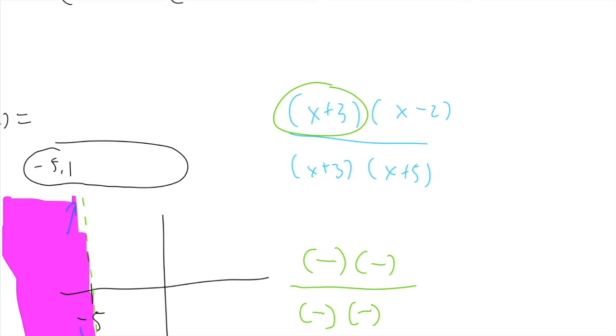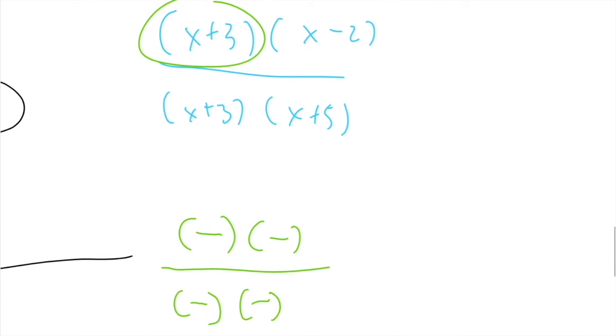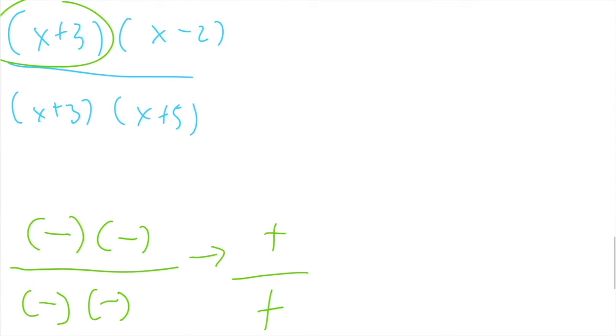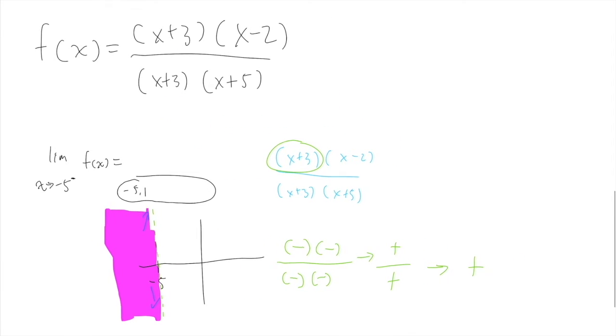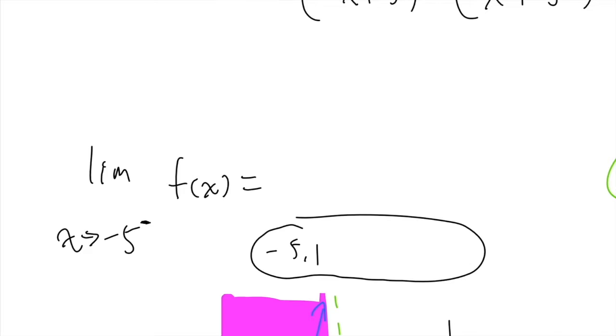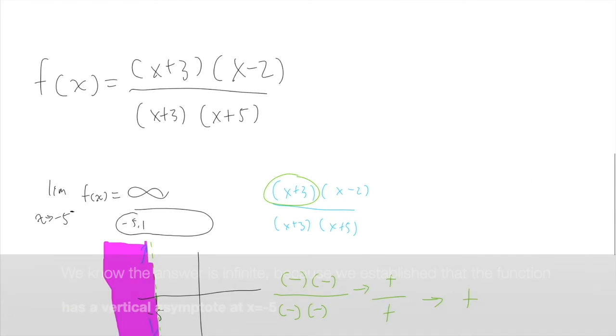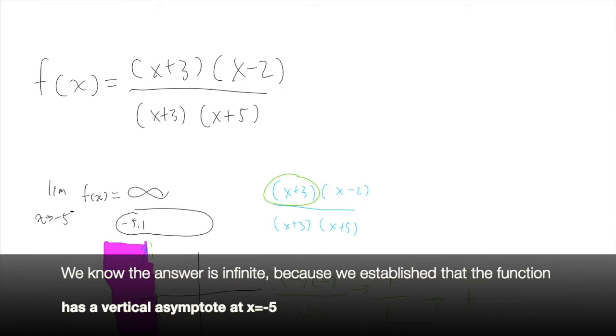Because for negative 5.1 plus 5, we can solve in our heads. We can just get rid of the 5. If we add 5 to negative 5.1, we're just going to get negative 0.1. So that's going to be negative. And then if we solve for this, we're going to get a positive over a positive, which is just going to be a positive. So the answer to this limit is that it's approaching positive infinity. And this, in my opinion, is so much easier to solve than using end behavior models for horizontal asymptotes.